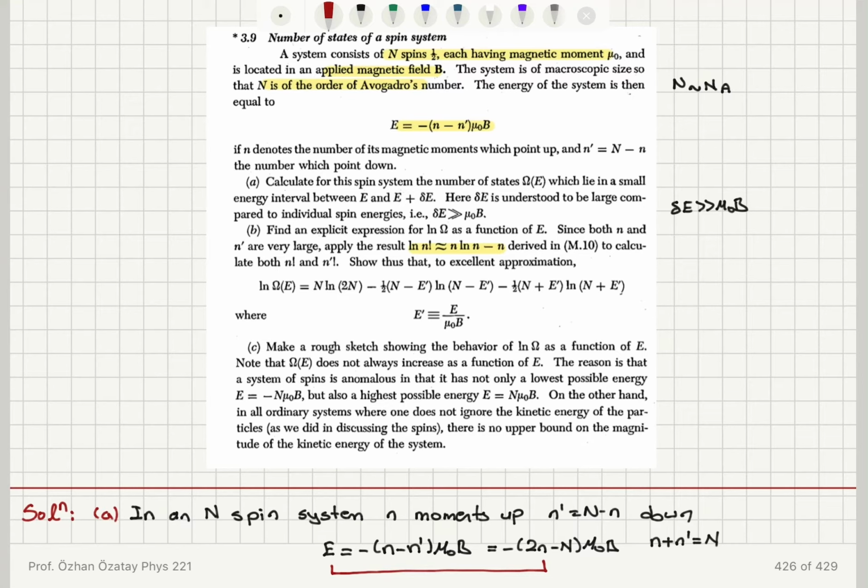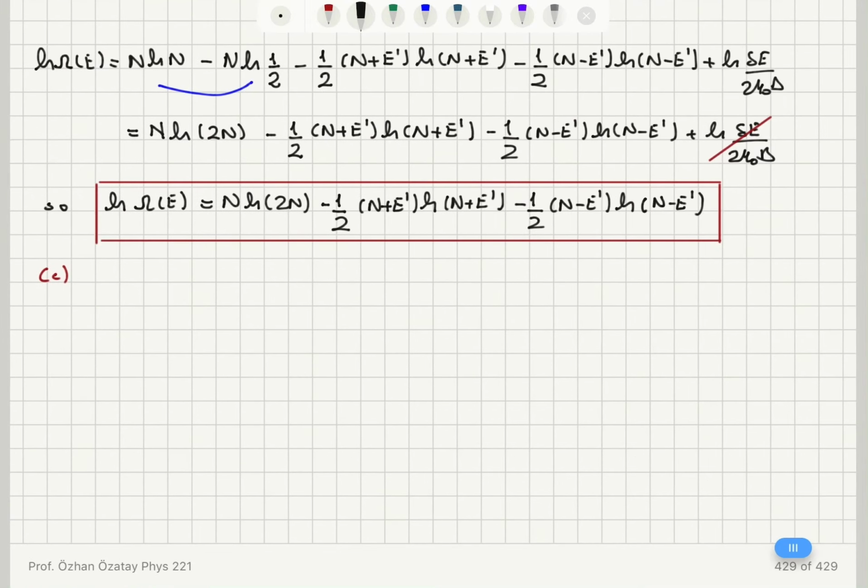On the other hand, in all ordinary systems where one does not ignore the kinetic energy of the particles, there is no upper bound on the magnitude of the kinetic energy of the system. So there is an upper bound, highest possible energy here, which gives us an anomalous behavior in the number of accessible states as the energy increases.